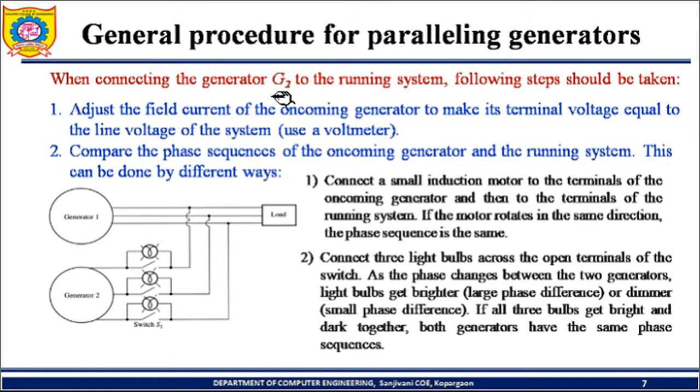When connecting generator 2, in the figure you can see generator 1 is there, and this is generator 2. This is generator 2 which I want to connect with this line, and both are used to drive the load. See, here a load is connected. So for this purpose, what am I going to do?